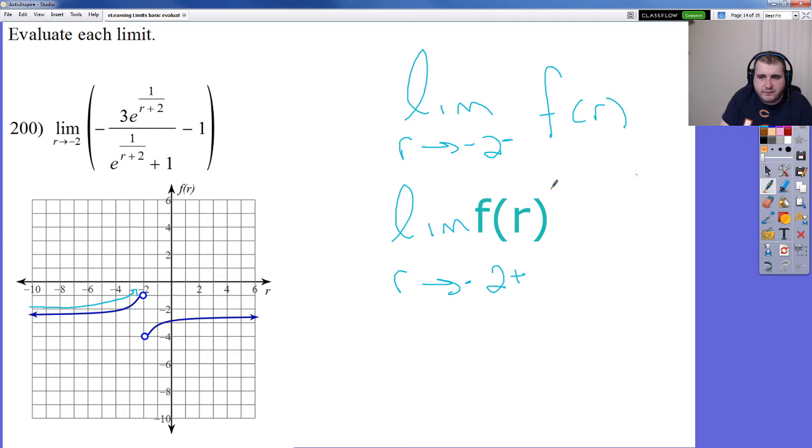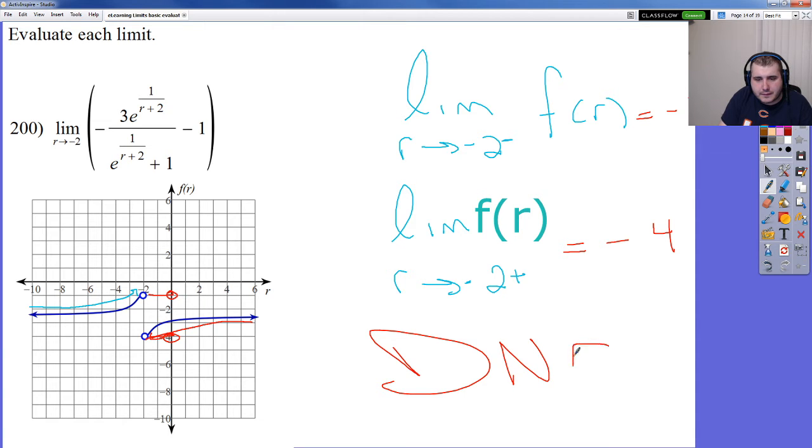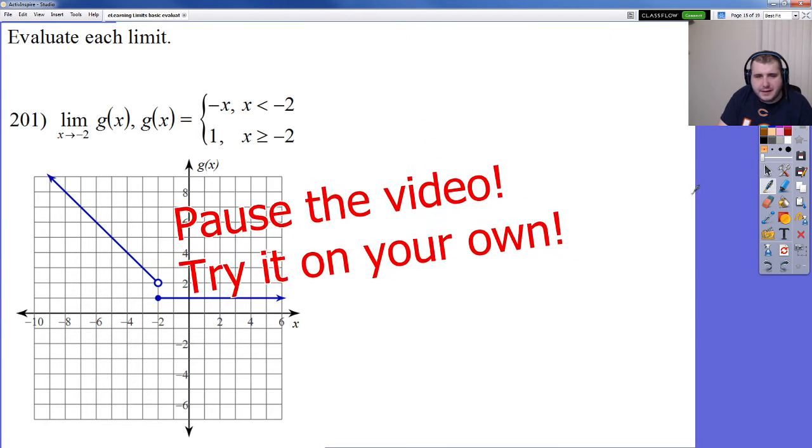What's that approaching from the left? Bloop. Negative 1, right? What's it approaching from the right? Bloop. Negative 4. Are they the same or not? Definitely not the same. Negative 4 and negative 1 are not the same number, and so the limit does not exist. Same idea. Give this one a try too.